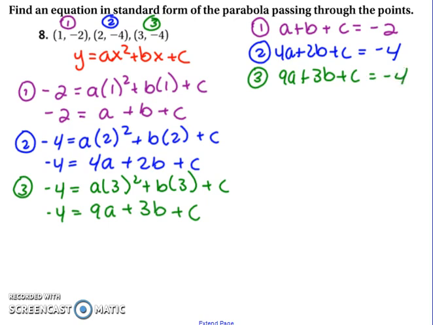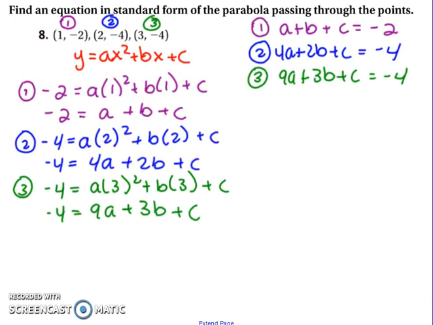So once we have this, now we're treating this like we do when we have a system of 3 variables. We want to do the same exact thing as we did in the other example. So we're going to cancel out one of the terms. So in all 3 of these, c is the easiest to cancel out. So I'm going to use 1 and 2. I'm going to do this on another page.